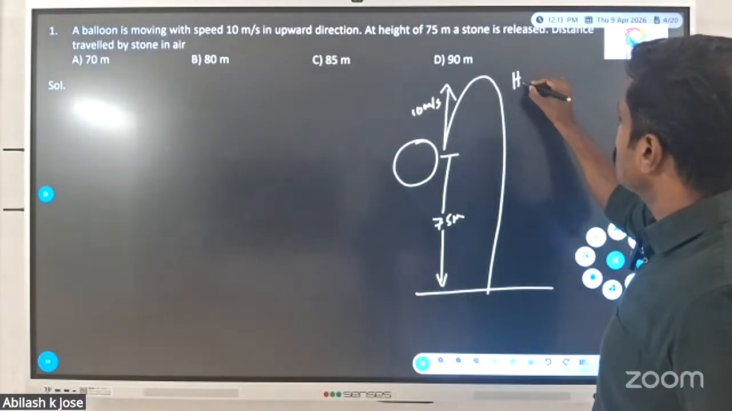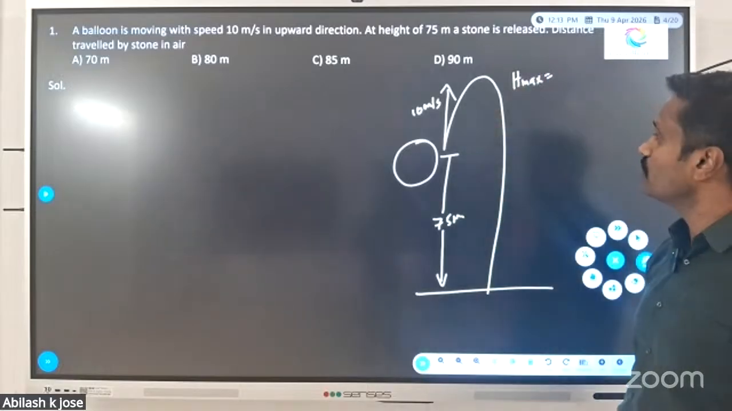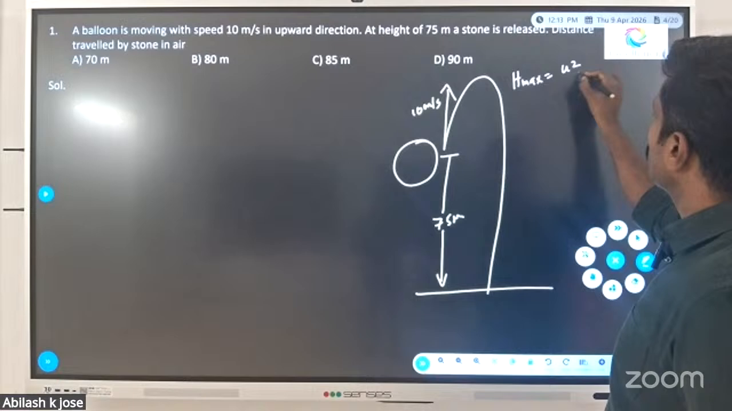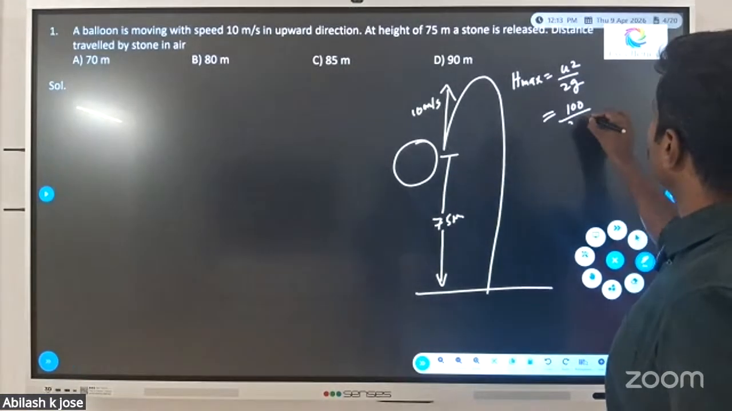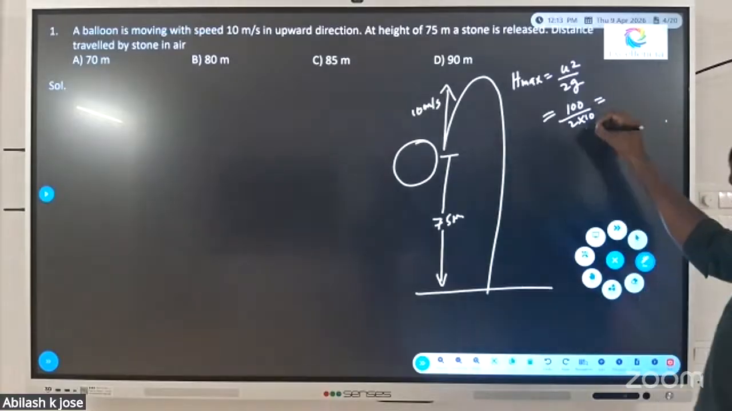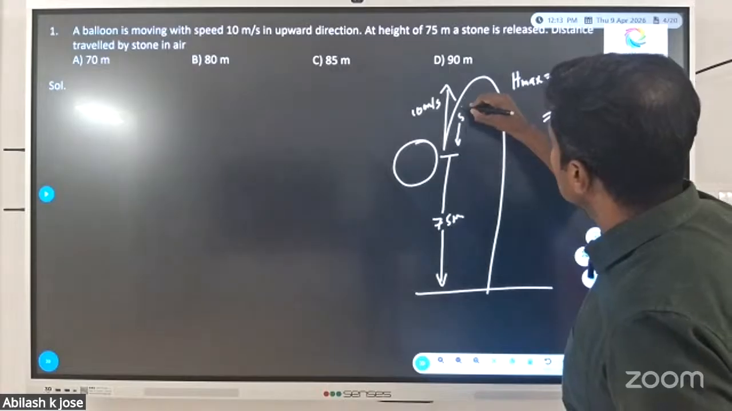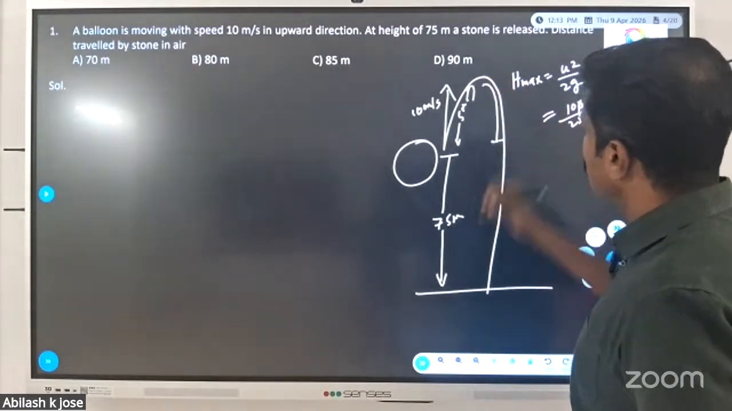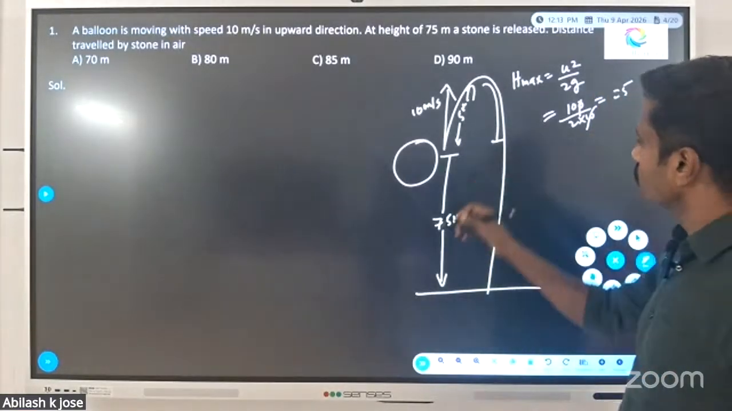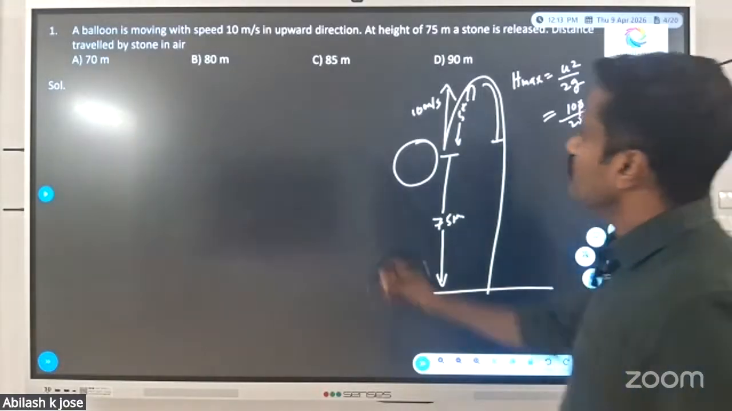Using the equation of motion, we get the maximum height reached by the sound: v squared by 2g equals 100 by 2 into 10, which is 5 meters. The distance is 5 meters, and it again comes back the 5 meter distance, so 10 plus 75. The answer is 85 meters.